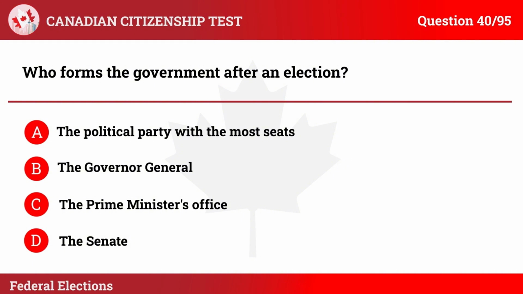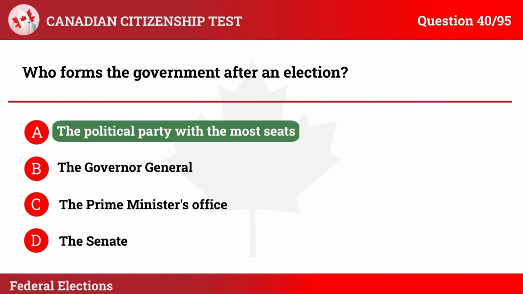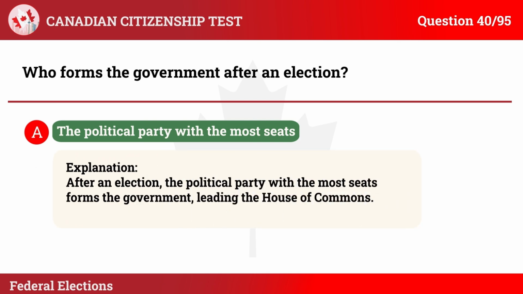The correct answer is A. The political party with the most seats. Explanation: after an election, the political party with the most seats forms the government, leading the House of Commons.